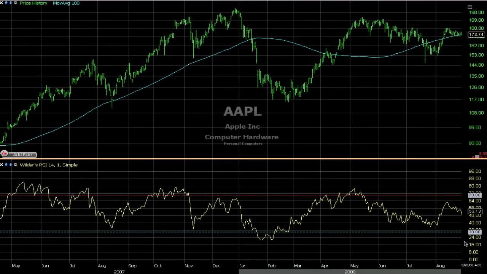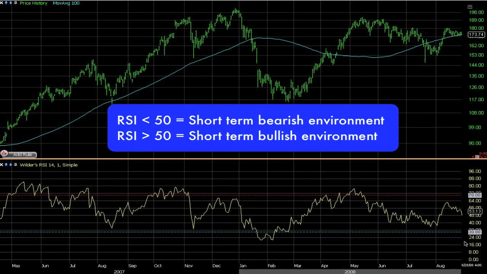When RSI is underneath 50, it tells us that the recent average losses are bigger than the recent average gains. So the stock is in a short-term bearish environment. When RSI is above 50, it tells us that the recent average gains are bigger than the recent average losses. So the stock is in a short-term bullish environment.